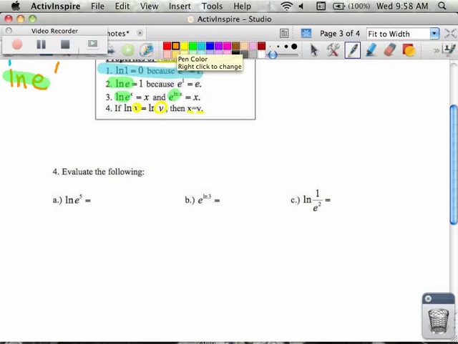4a. Oh, look. In 4a, I see a log and an e next to each other. They're inverses. So my answer has to be 5. Second part. e and ln are next to each other. They're inverses. So 3.